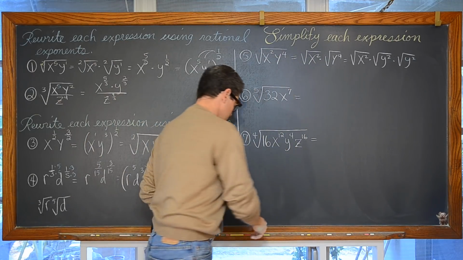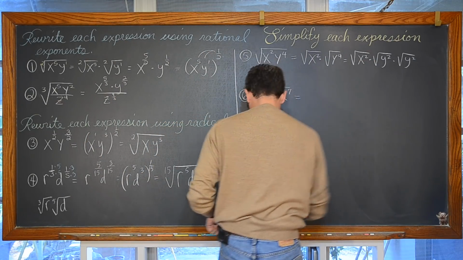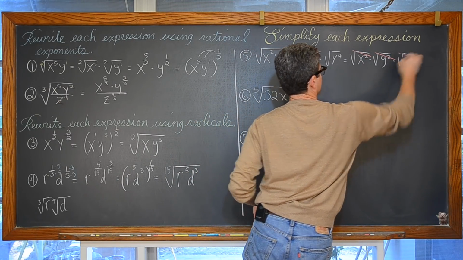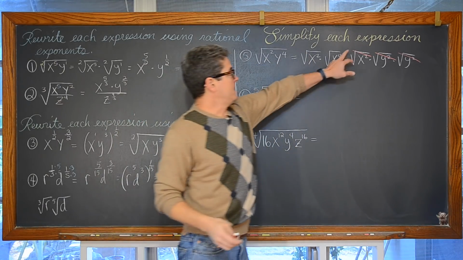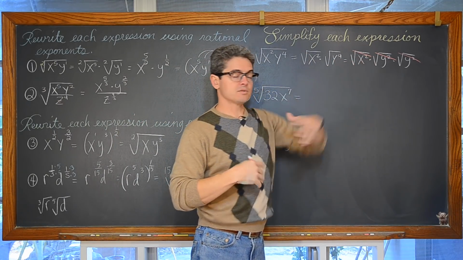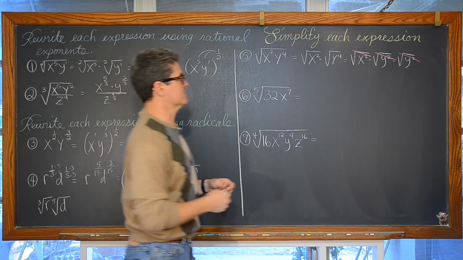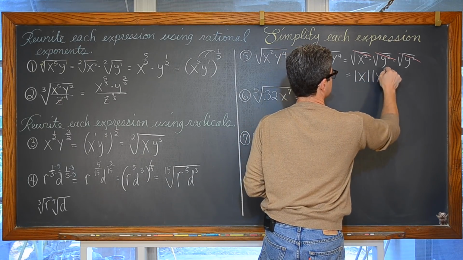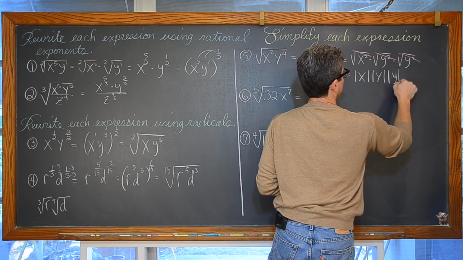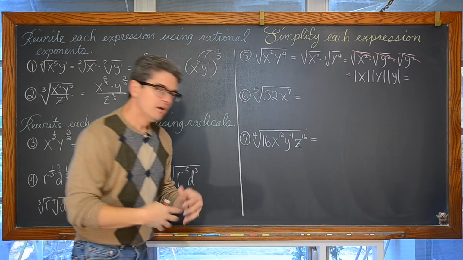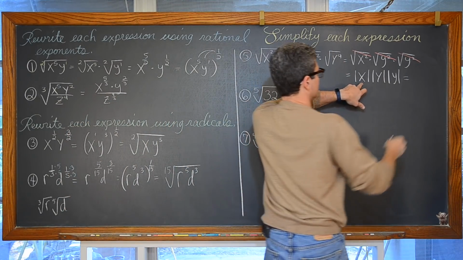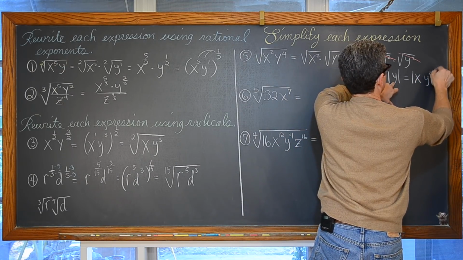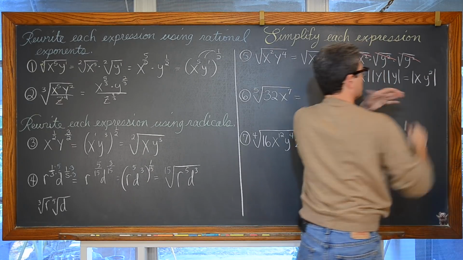Those inverse math operations, a power of 2 and a square root, cancel out. But our index here is 2 and our power is 2, so that's going to act as an absolute value symbol. So we end up with the absolute value of x times the absolute value of y times the absolute value of y. Now, I can bring these together and say we have the absolute value of x times y squared, and write that as our answer.